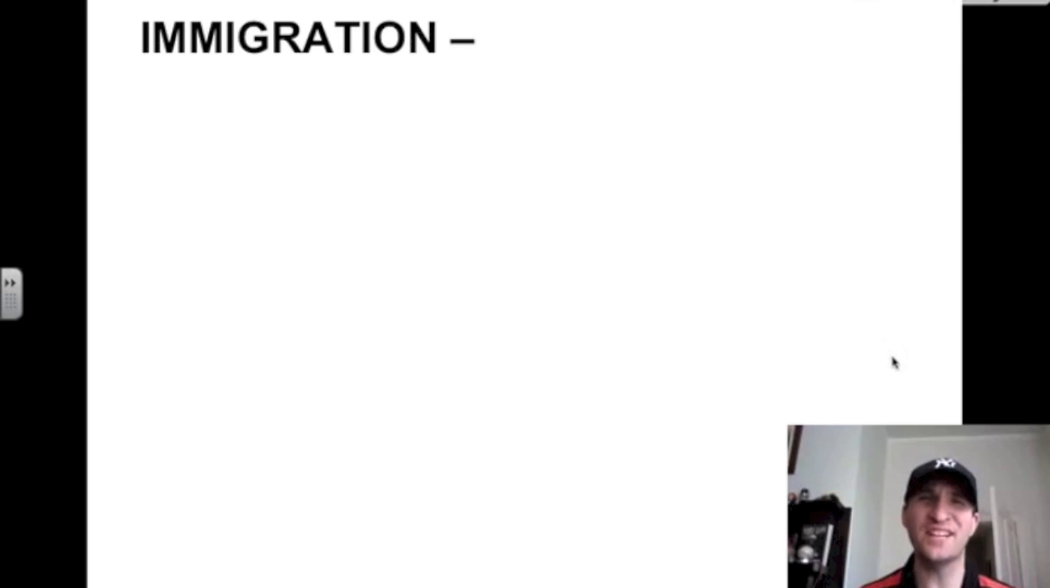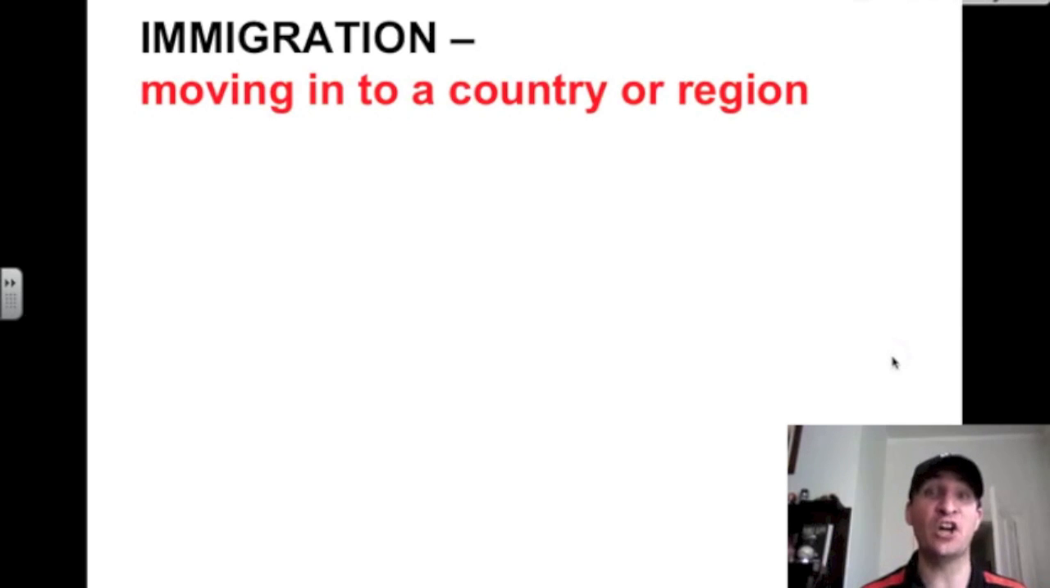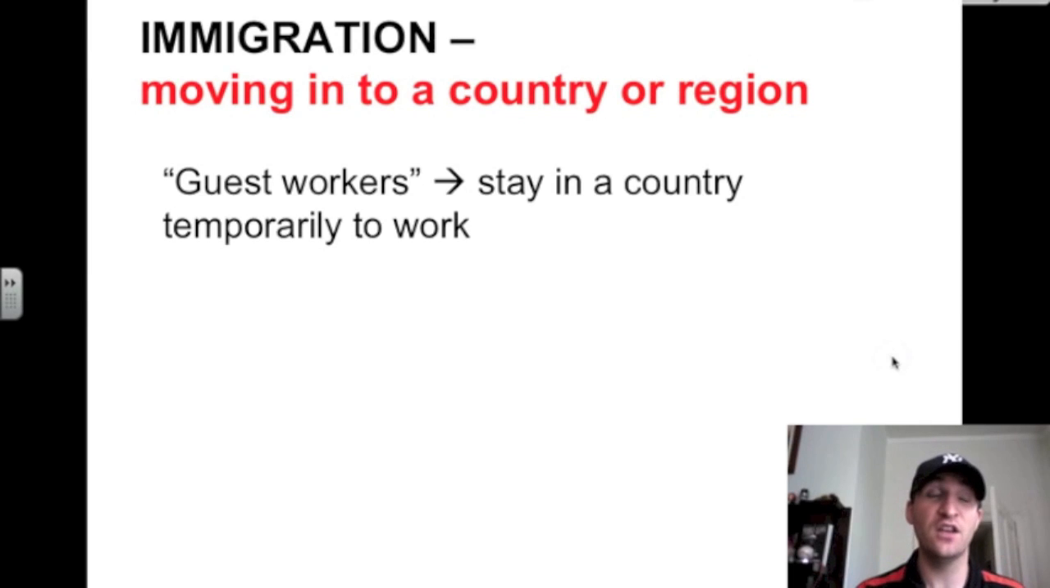It's important to make a distinction between what a refugee is and what an immigrant is. Immigration is moving into a country or a region, often by choice. A refugee leaves his homeland or her homeland not by choice, by force, because of a war or because of an environmental disaster. And that's the difference.